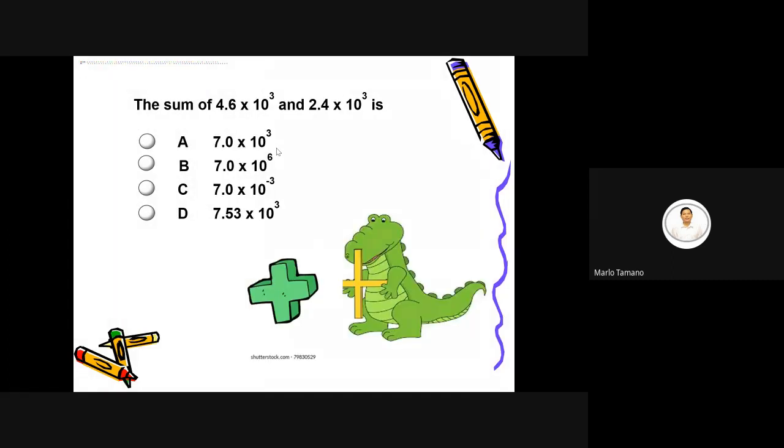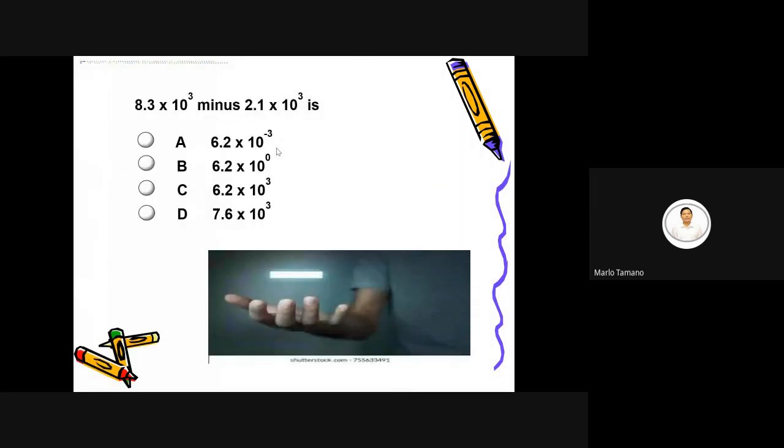Next, the sum of 4.6 times 10 cubed and 2.4 times 10 cubed is, what is your answer there? 7.0 times 10 to the 3rd power. Okay, so 4 plus 6 is 10, carry 1. 3 plus 4 is 7. 7.0 times 10 to the 3rd power. That is correct.